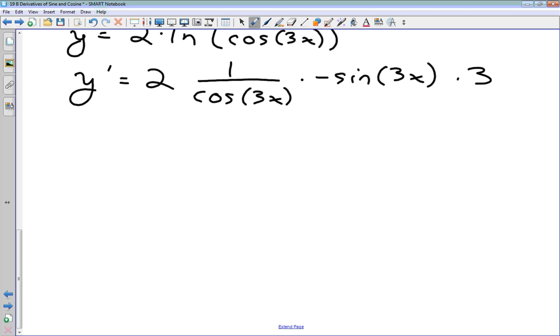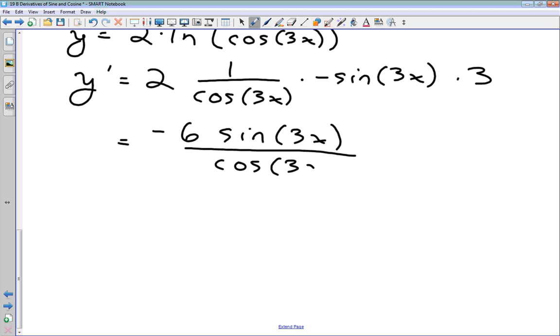So putting this all together, we get negative 6 sine 3x over cos 3x. Now, in this case, this actually does simplify a little bit. If we've got sine of something divided by cos of the same thing, how can we simplify that a little bit? This is a trig identity here, Alana. Yeah, this becomes tan. So this could actually be written as negative 6 tan 3x.